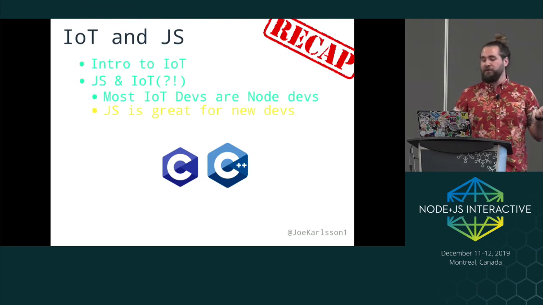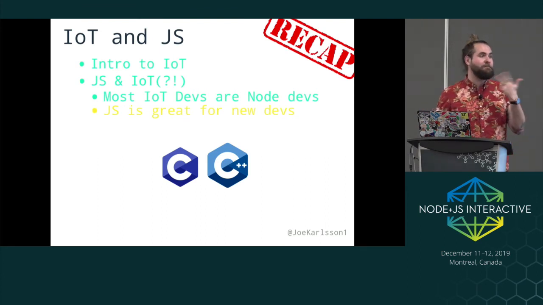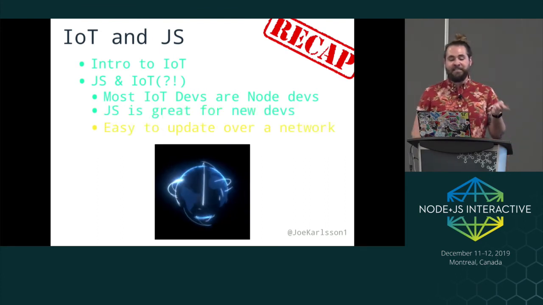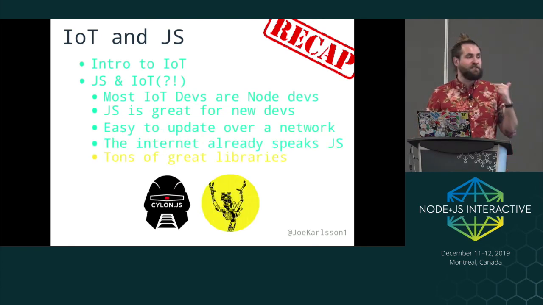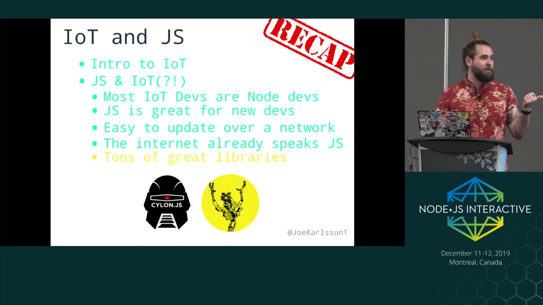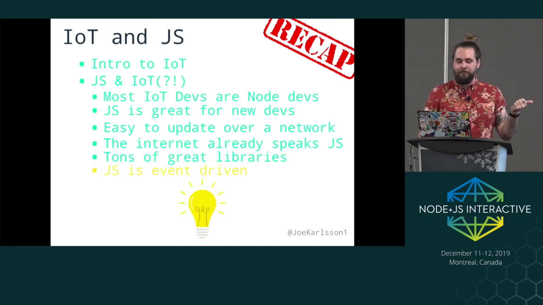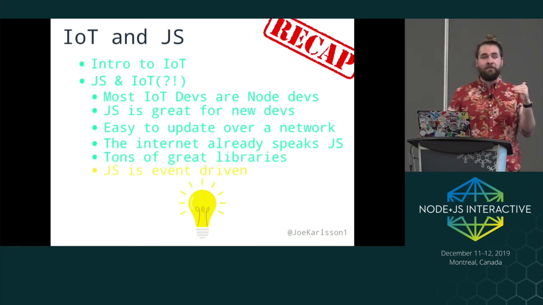JavaScript is a great choice for new developers. C and C++ are awesome. They're more challenging to learn though. JavaScript is easy to update over a network. The internet's already speaking JavaScript. There's a ton of great existing libraries. We went specifically into Johnny 5 here today. And JavaScript is already an event-driven language.